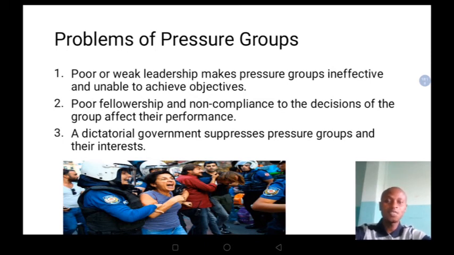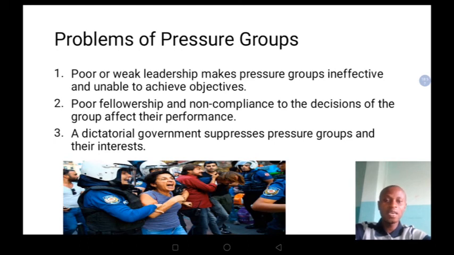But if the leadership is weak, can easily be influenced by government, can easily accept bribe, then that pressure group cannot achieve much. Now, poor followership and non-compliance is another one. If a pressure group takes a decision to go on strike one day, and the members decide not to comply with the decision of the group, such a pressure group cannot achieve its aim. It's a big problem to it. It cannot perform.